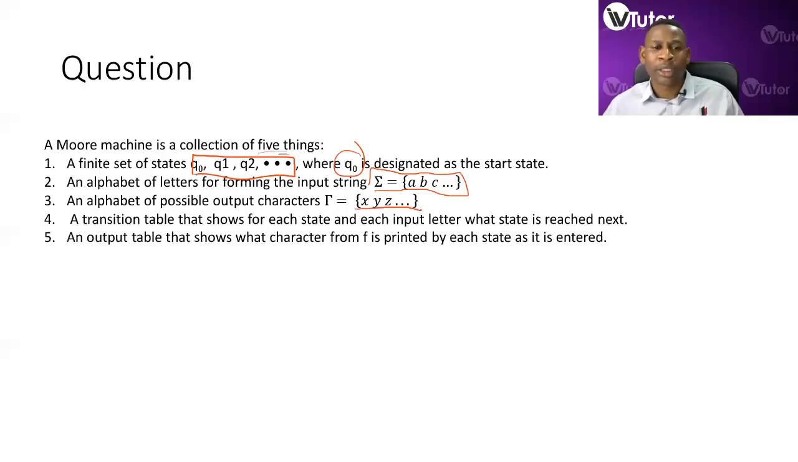A transition table shows, for each state and each input letter, what state is reached next, and an output table that shows which character from the output alphabet is printed by each of the states as each of the states is entered.